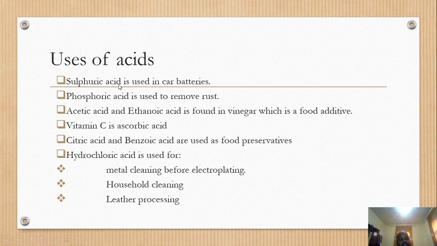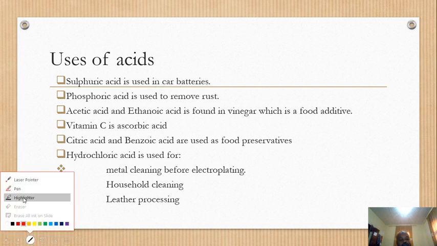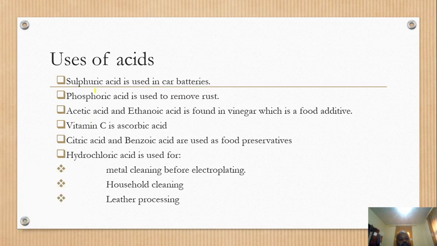Uses of acids. Sulfuric acid is used in car batteries, right? Phosphoric acid is used to remove rust. Rust is when the metals become rusty. To remove them, we use what? We use phosphoric acid. Acetic acid and ethanoic acid is found in vinegar.